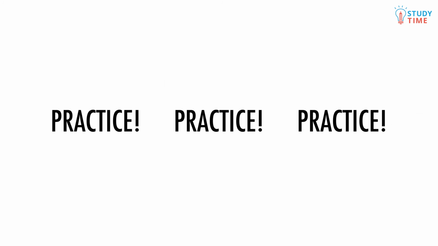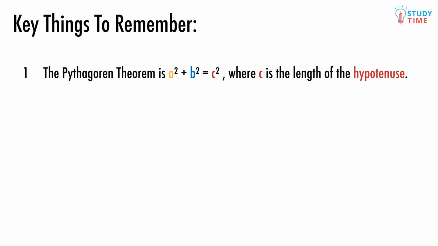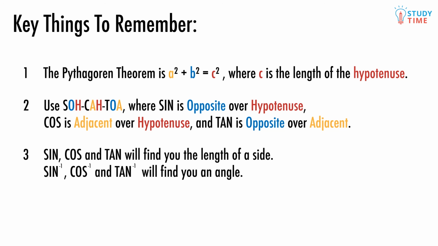Trigonometry requires some practice, but it's well worth it. Try out some of the examples and use your calculator to find some of the values. Remember, the Pythagoras theorem is a squared plus b squared equals c squared, where c is the length of the hypotenuse. Use SOHCAHTOA, where sine is opposite over hypotenuse, cos is adjacent over hypotenuse, and tan is opposite over adjacent. Sine, cos, and tan will find you the length of a side. Inverse sine, cos, and tan will find you the angle.